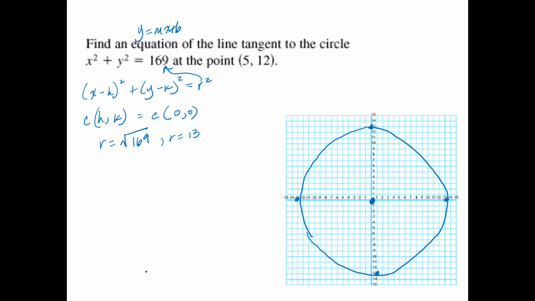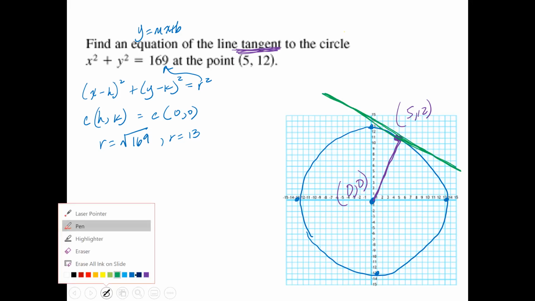All right, so this is my circle. It says find the equation of the line tangent to the circle at point 5, 12. So at 5, 12, there is your tangent line. If you look at this, it looks like your tangent line is perpendicular to the center. So you have 0, 0, and 5, 12. So if I can go ahead and find the slope of this, my tangent line is going to be perpendicular to the slope of this purple line.